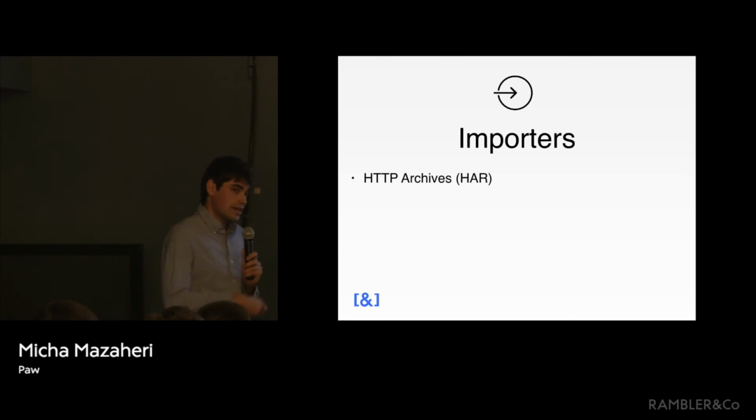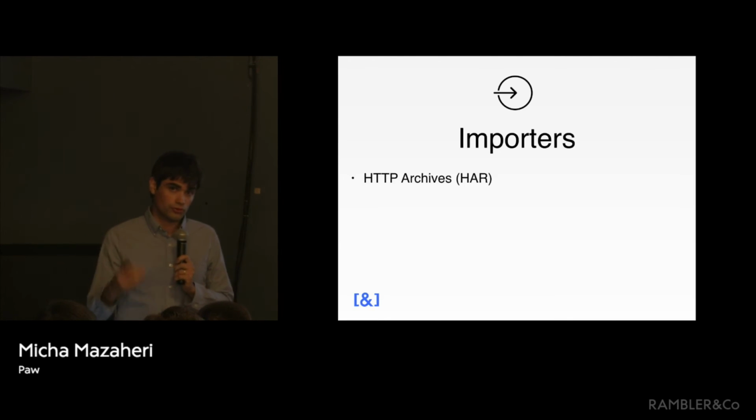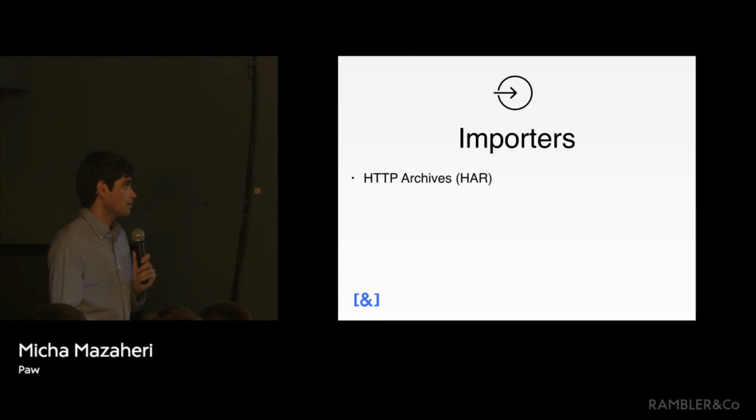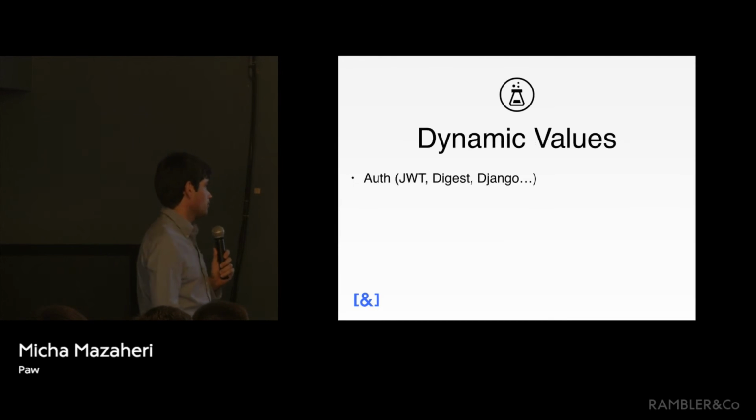We also have, on the other side, importers. So you may be aware of HTTP archives, HAR. From the Chrome console, you can export a batch of Ajax requests as HAR, and we can import that with POW. On the same side, API descriptions can be imported. Same for stuff like Postman.